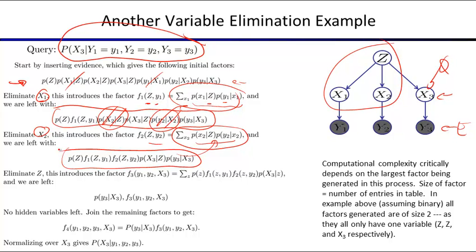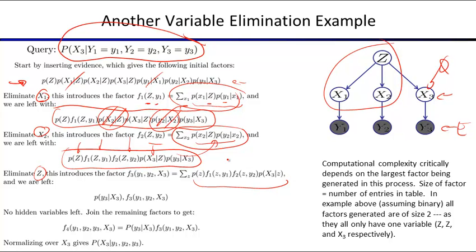One hidden variable left, z. So we eliminate z. Multiply together all factors with z, which is this one, this one, this one, and this one. Four of them. Multiply them together. Sum out over z. You get a new factor.